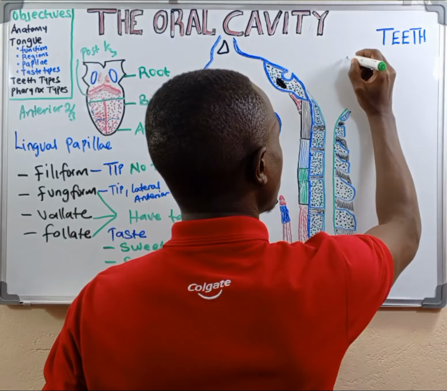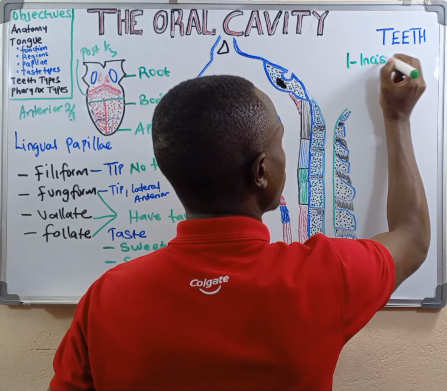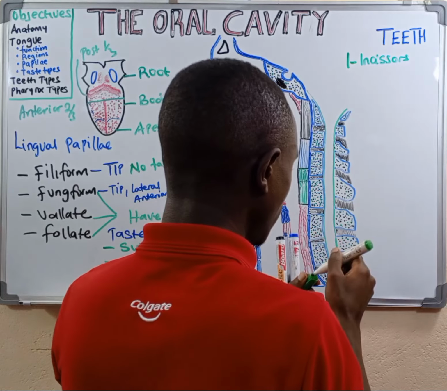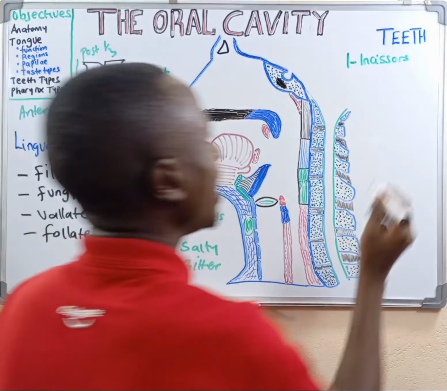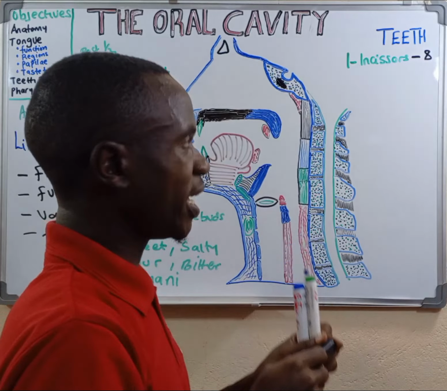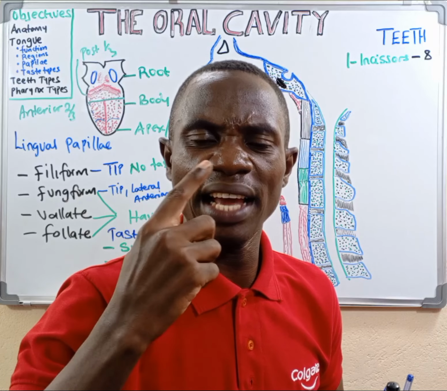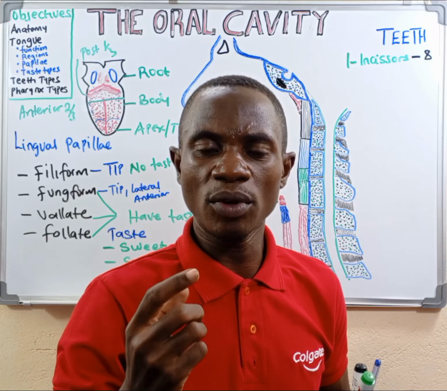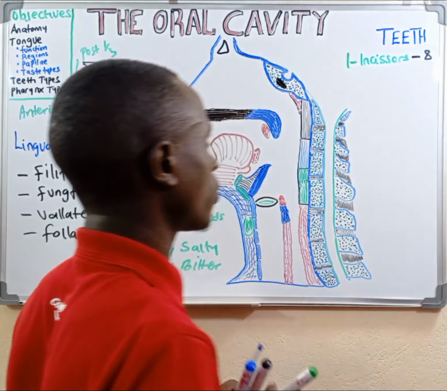The first one is the incisors, and of course the incisors are going to be 8 in number. These are the anterior ones, and they are very important in the process of cutting. They help so much in what we call the cutting process.